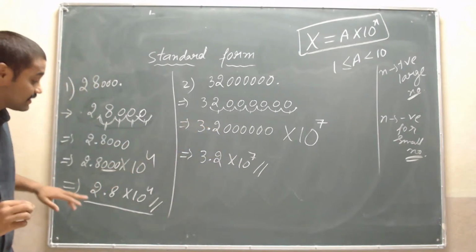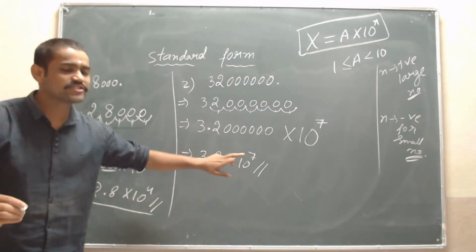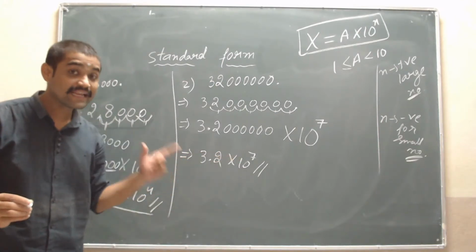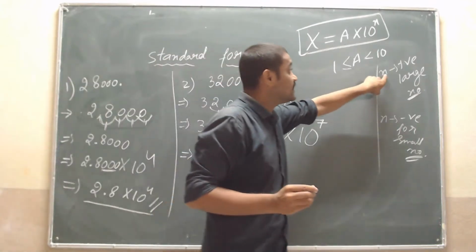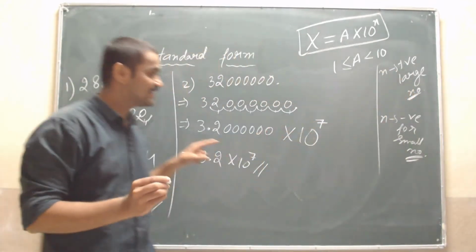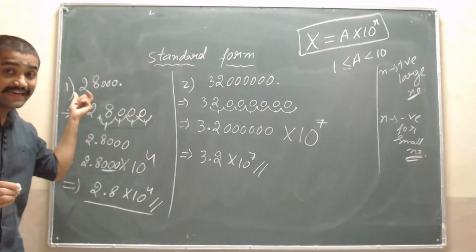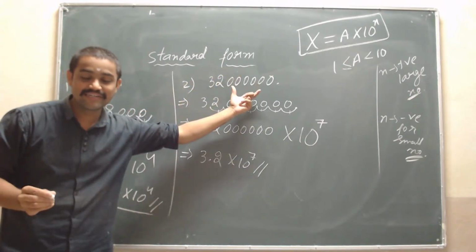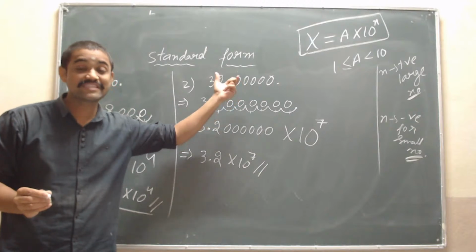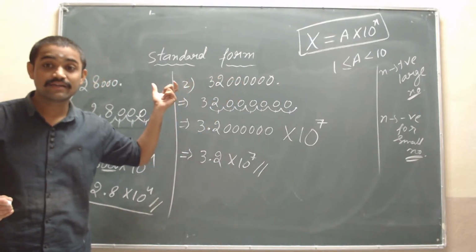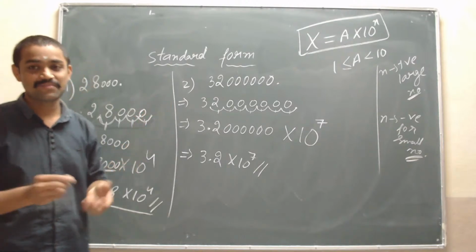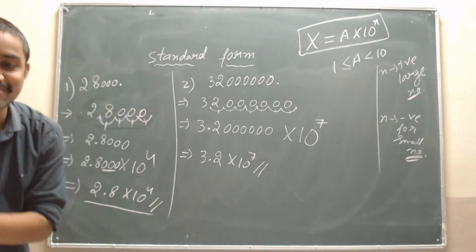Then concentrate here. Here the exponent is positive. See here, the exponent is positive. Why, sir? Because the exponent is positive for large numbers. See here, 28,000 as well as this number, the exponent is positive. Why? Because these numbers are large numbers.